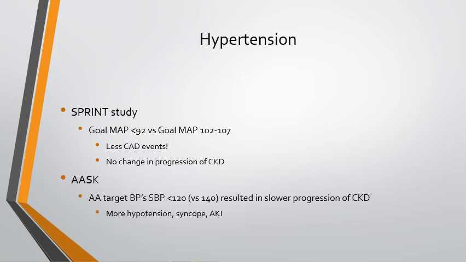The second study was all in African Americans, so they targeted systolic blood pressures of less than 120 versus less than 140, and that actually did result in slower progression of CKD. They did have more side effects like hypotension, syncope, AKI, so I think people are kind of merging these two and talking about a systolic of less than 130 as a goal and a diastolic of less than 90. So that's kind of where my long-term hypertension goals lie. In the inpatient setting, it's a lot tougher and I'm a lot less aggressive, frankly.